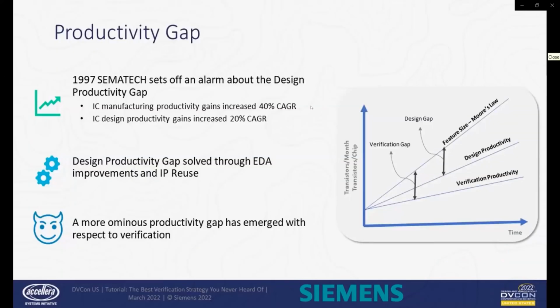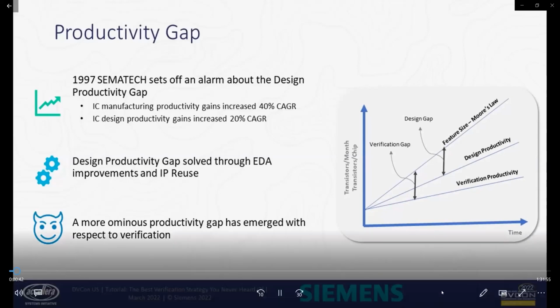Let me begin my discussion on the crisis by stepping back in time to 1997, when Sematech set off an alarm in the industry by what they called the design productivity gap. Now, the essential idea was that we could manufacture more transistors than we had time to actually use in terms of design. In other words, manufacturing productivity gains increased at a 40% CAGR, while design productivity gains increased at only a 20% CAGR. Now, it turns out the design productivity gap never really happened.